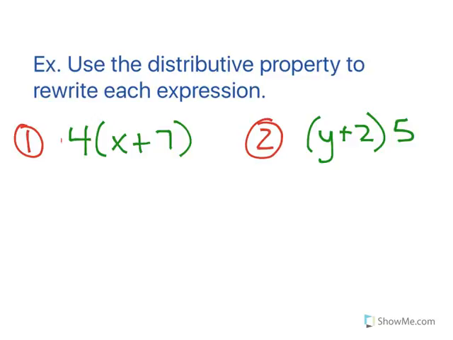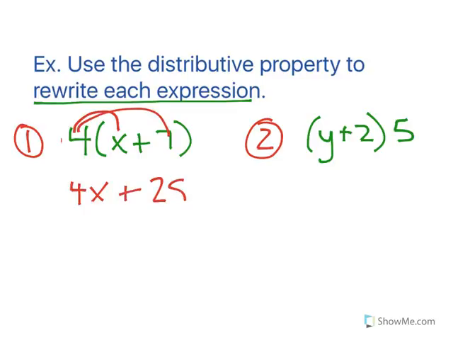When we're rewriting the expressions, we're not actually solving for an answer. We're actually just rewriting the expression that's given. So we're going to use the rainbow property, or the distributive property. We're going to say 4 times x plus 4 times 7, and 4 times 7 is 28.